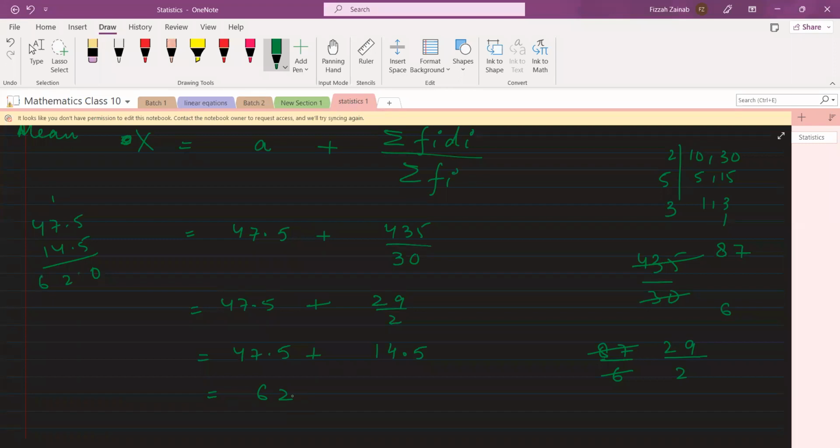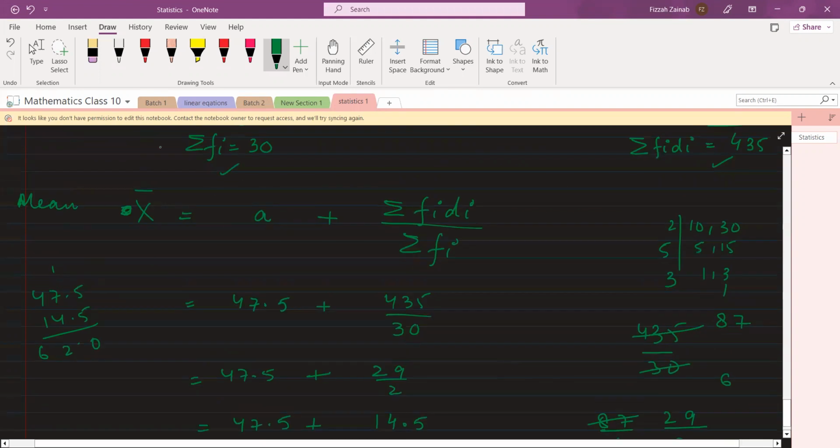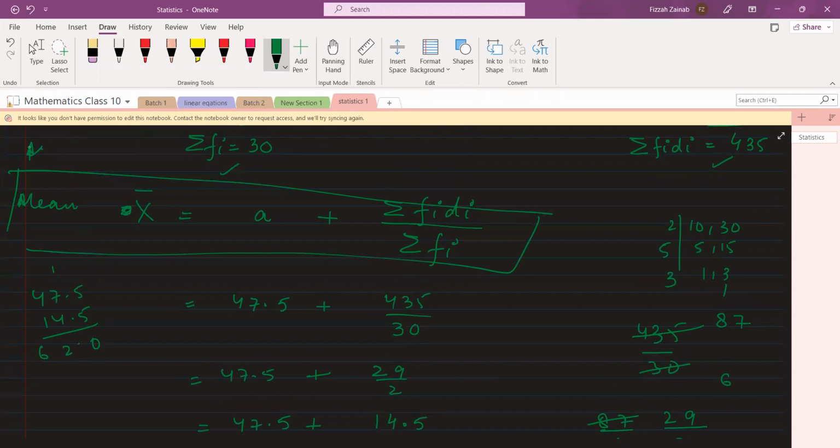Can you observe something? In the previous method also, the answer was 62. So that means whichever method you use, the mean is going to be the same, because mean will be mean. That is why I'm using the same data and the 3 methods on it to show you. So just note how you find the mean by the assumed mean method.